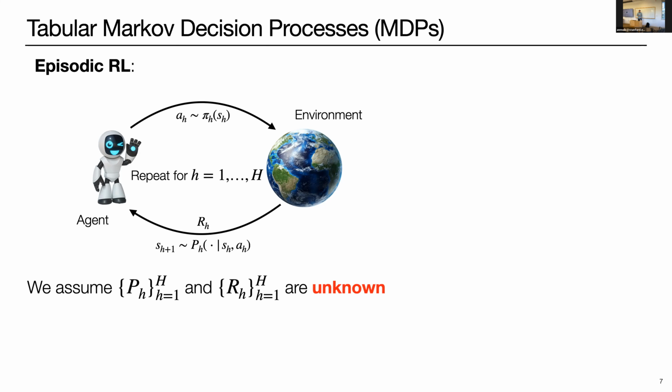And every time you play an action in a state, you get a random reward, and you're transported to a random next state. We don't know in RL what these rewards are or what these state transition matrices are. So we don't know how we're going to move or what state we're going to be transported to, and we have to learn that online while also trying to accumulate as much reward as possible.